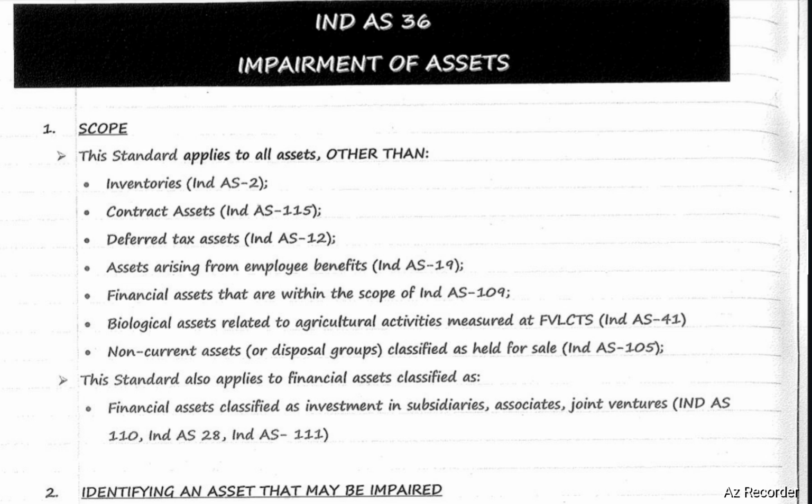Non-current assets or disposal groups classified as held for sale. For that, Ind AS 105 is applicable. This standard also applies to financial assets classified as investments in subsidiaries, associates, joint ventures, for which Ind AS 110, Ind AS 28, Ind AS 111 is applicable.